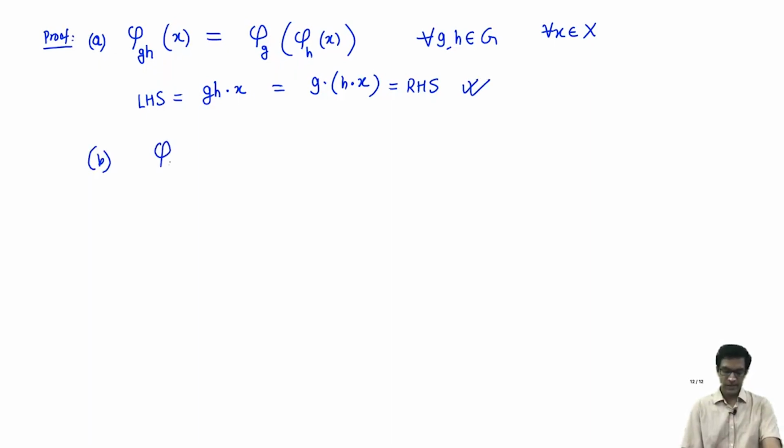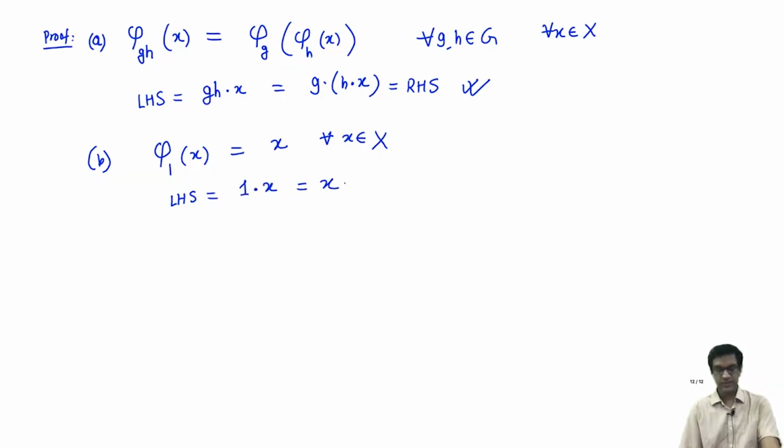Property B: phi sub the identity, which I'll denote as 1 as we have done before, is, I claim, just the identity of x. In other words, phi sub the identity element of the group acts as the identity permutation of the set X. Why is this true? That's another axiom of group actions: the left hand side here is just 1 acting on x, and by the axiom, that's just x itself. So this is also true.